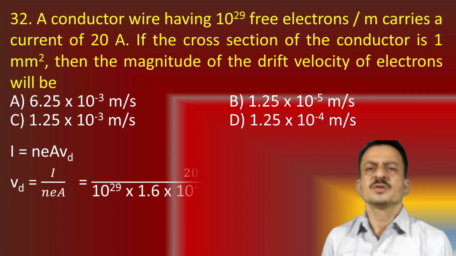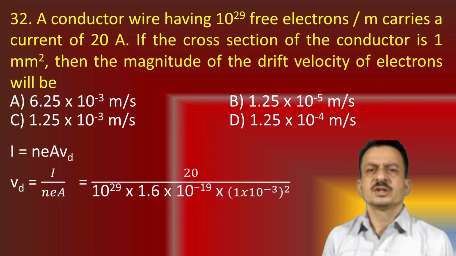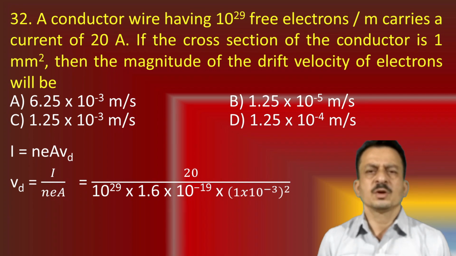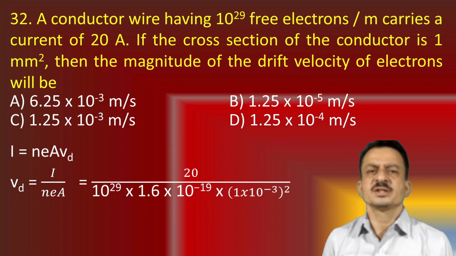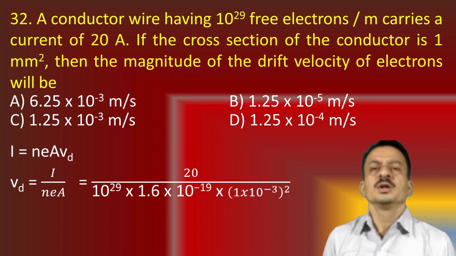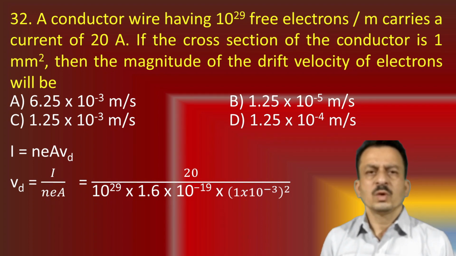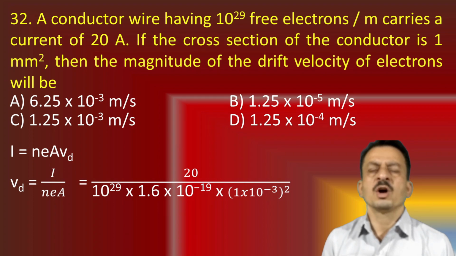Now substituting the values. So it is 20 divided by, n number of electrons is 10 to the power of 29, into charge is 1.6 into 10 to the power of minus 19, into area of cross section 1 millimeter square. Therefore, it is 1 into 10 raised to minus 3 whole square. Now we know that 1 by 1.6 is 0.625. That 0.625 is multiplied with 2 in the numerator. Therefore, it is 1.25.